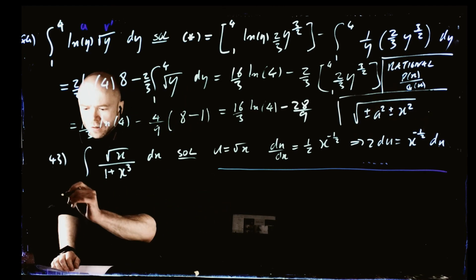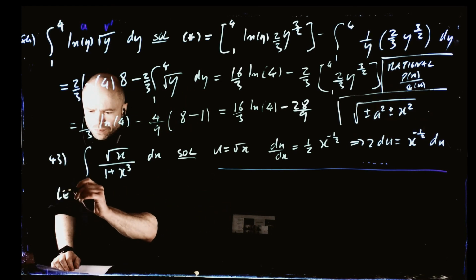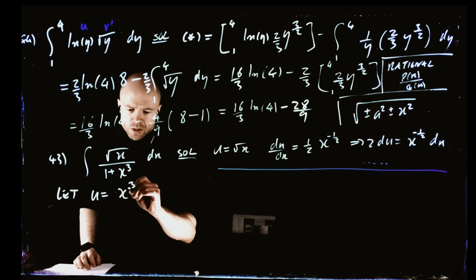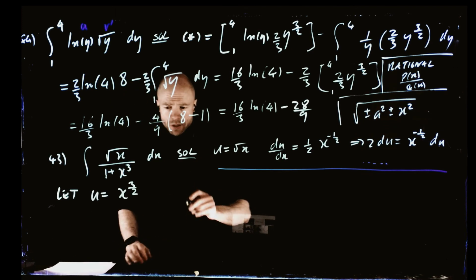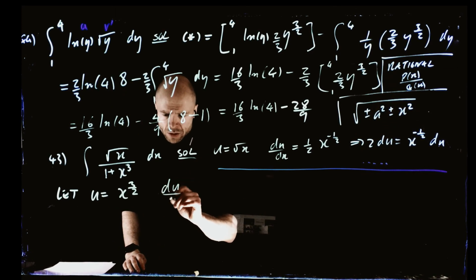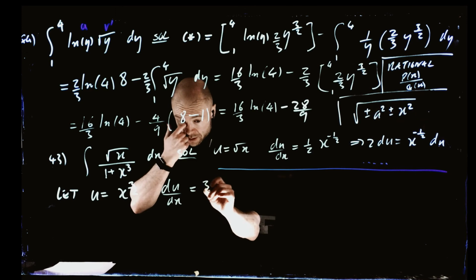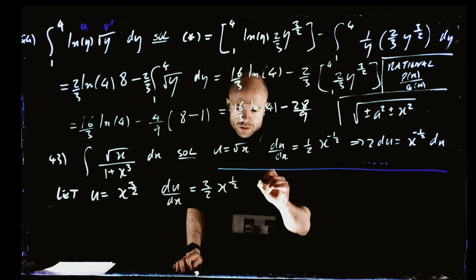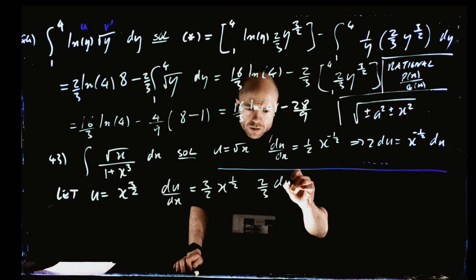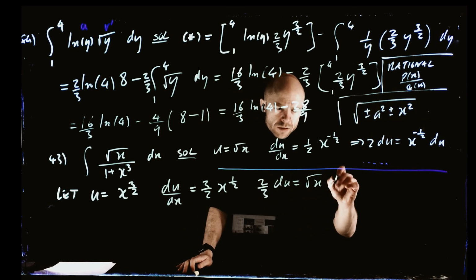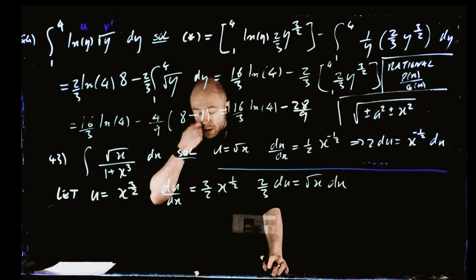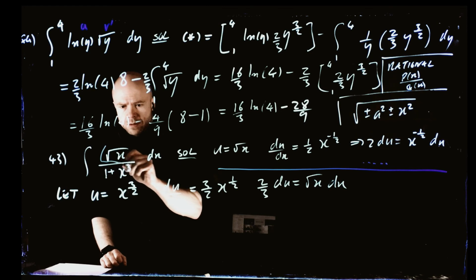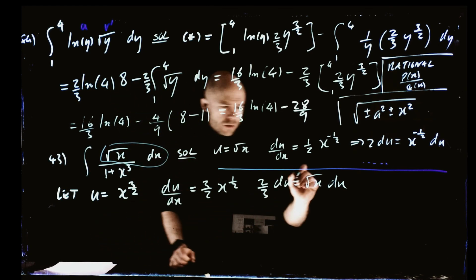So what if we take this? Let u be x to the 3 over 2. If we do this, then du by dx is 3 over 2 x to the 1 over 2. So therefore, 2 over 3 du is equal to square root of x dx. And then we see this square root of x dx stuff up here.